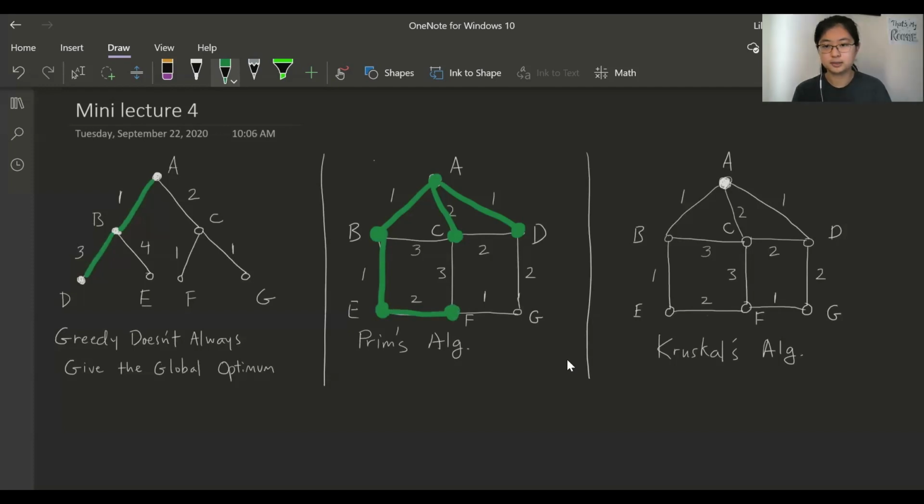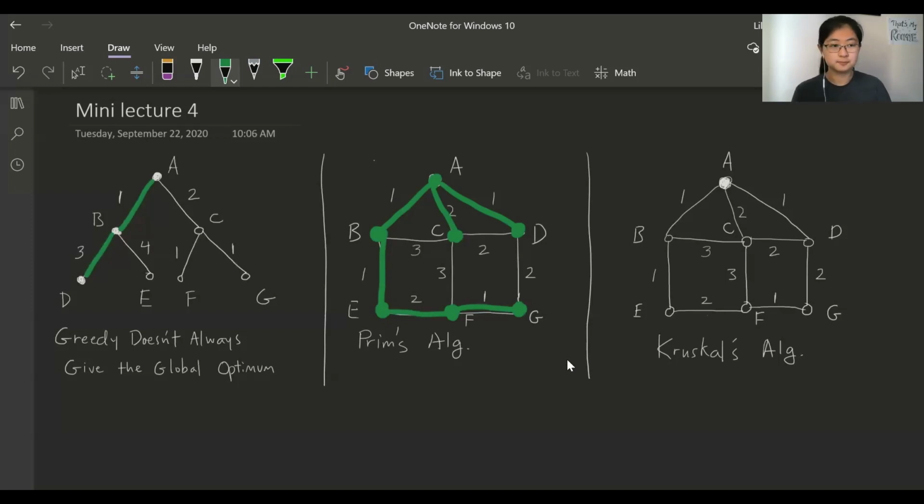And now our candidates are FG and DG. Let's take FG because it's shortest. And we see that all of our edges are marked. All of our vertices are marked, which means that we can terminate the algorithm with the green being the tree that we've determined.